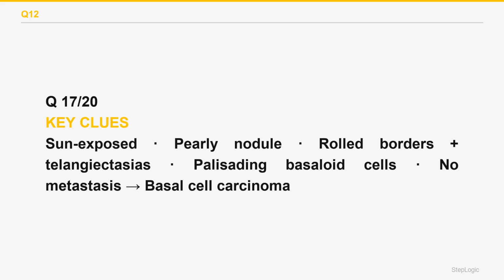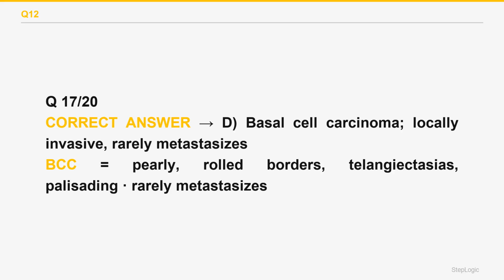This is basal cell carcinoma, the most common cancer in humans. It arises in sun-exposed skin, classically the face and nose, as a slow-growing pearly or flesh-colored papule or nodule with characteristic rolled raised borders, overlying telangiectasias, and sometimes central ulceration, the rodent ulcer. Histology shows nests of basaloid cells with characteristic peripheral palisading, the outer cells lined up like a fence. Its defining behavior is that it is locally invasive and can be destructive if neglected, but it almost never metastasizes. The correct answer is D.